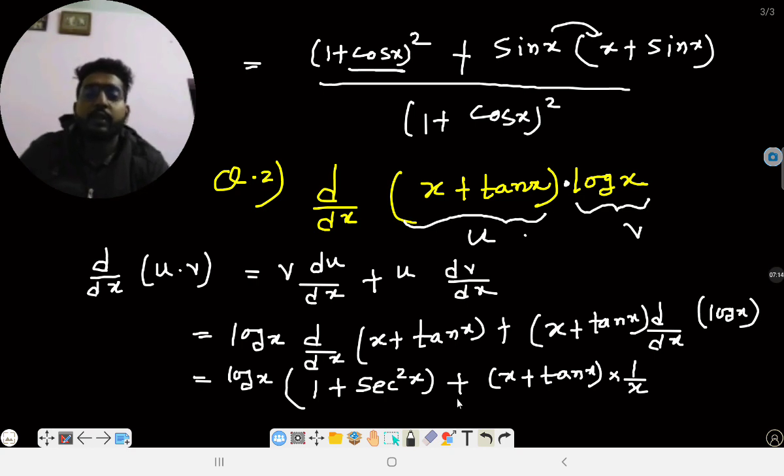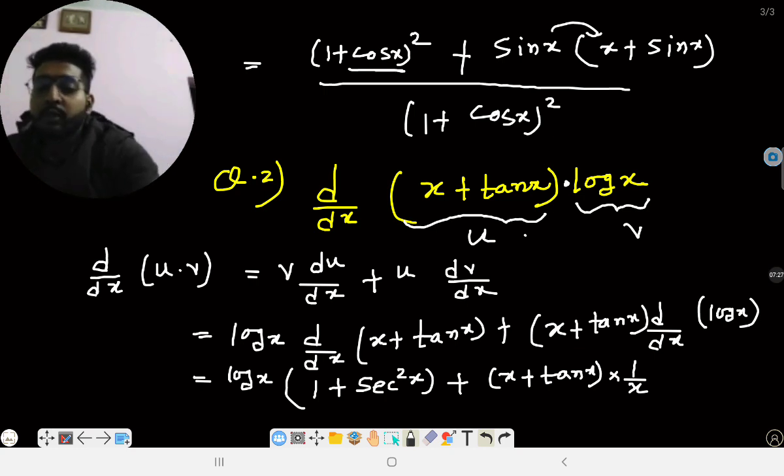Whenever there is a multiplication form, we have to use the u into v formula, and whenever there is a division form, we have to use the u by v formula. So those are the formulas that will be needed here to solve the problem. Now go to some important problem.